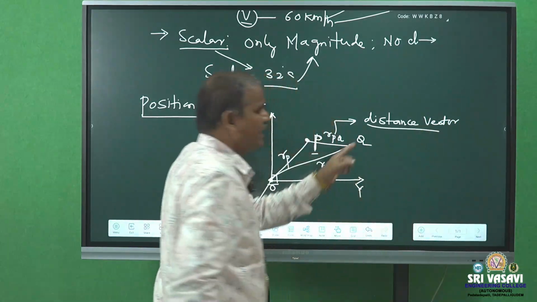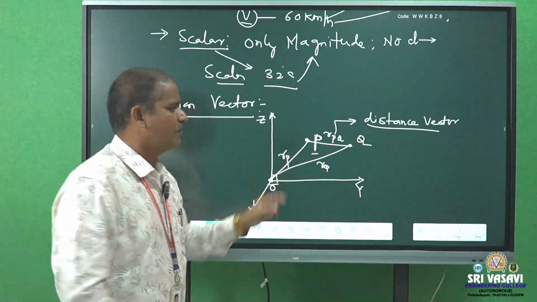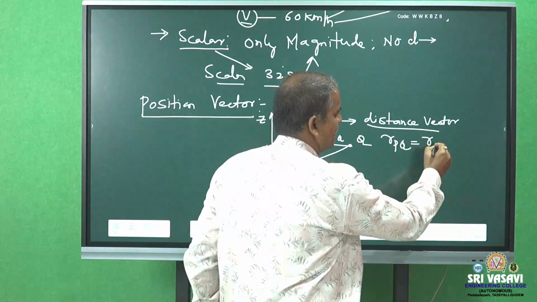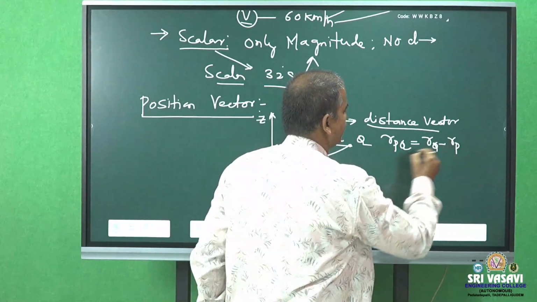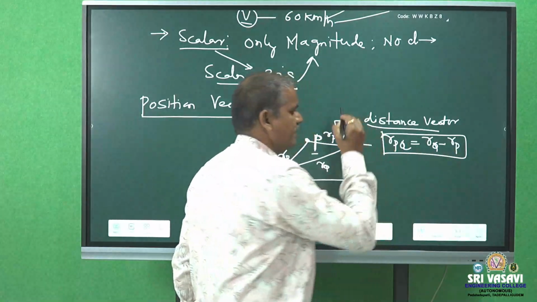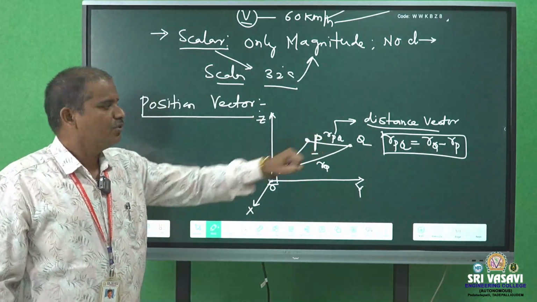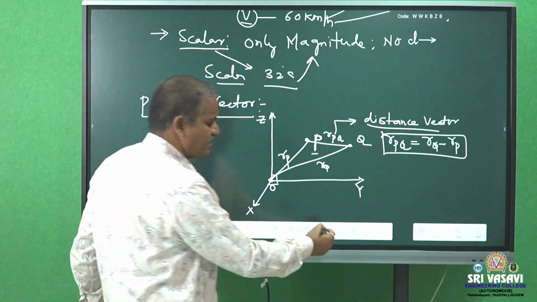Distance means between the 2 points. We may write RPQ, which we write as RQ minus RP. RPQ is called the distance vector. So this is about the vector analysis. So we proceed with the coordinate systems.